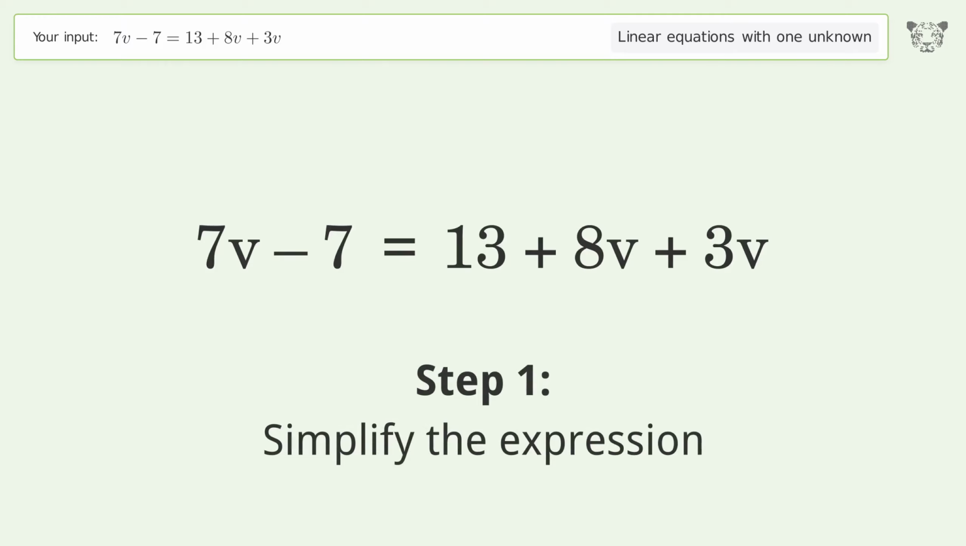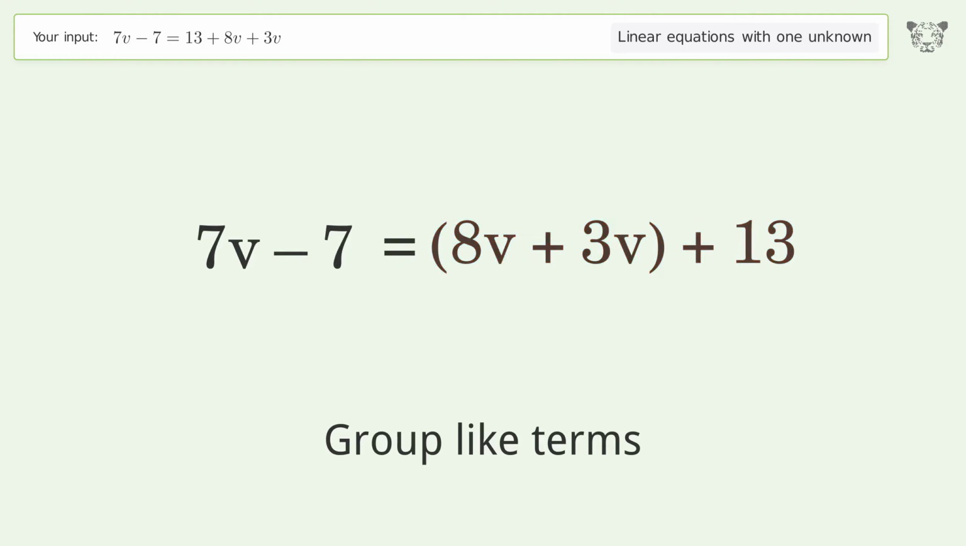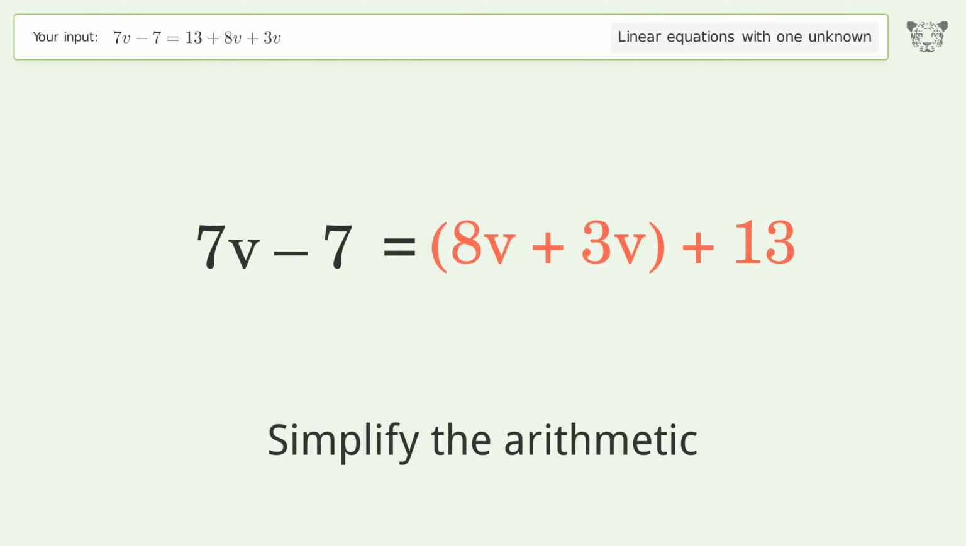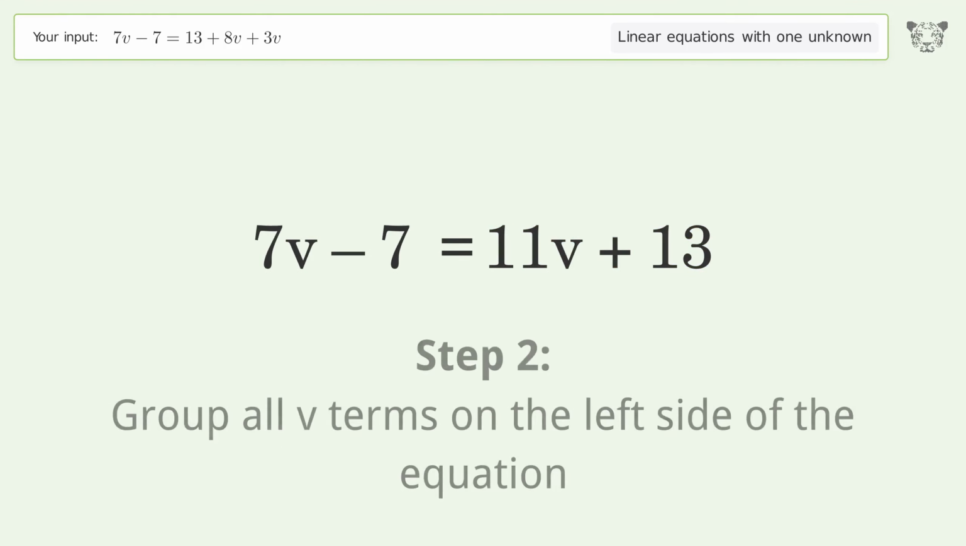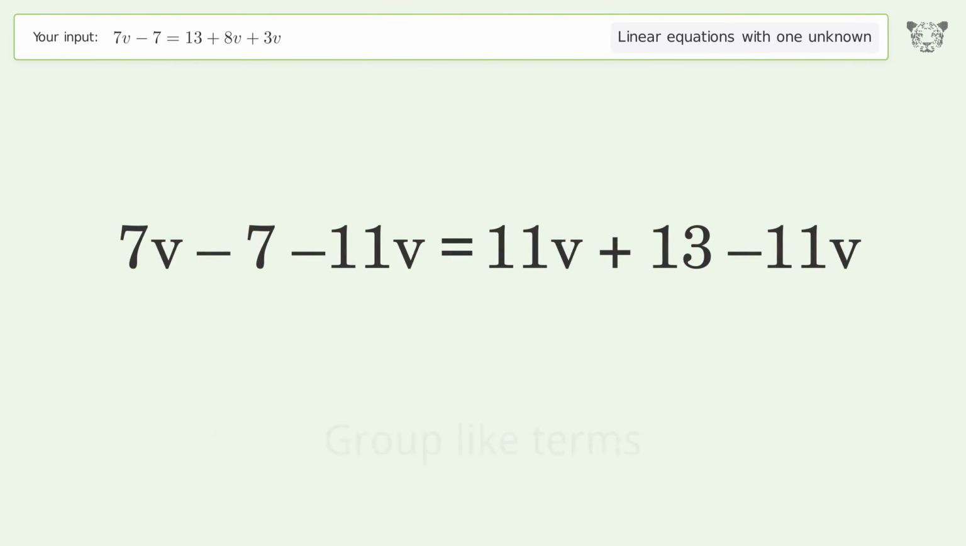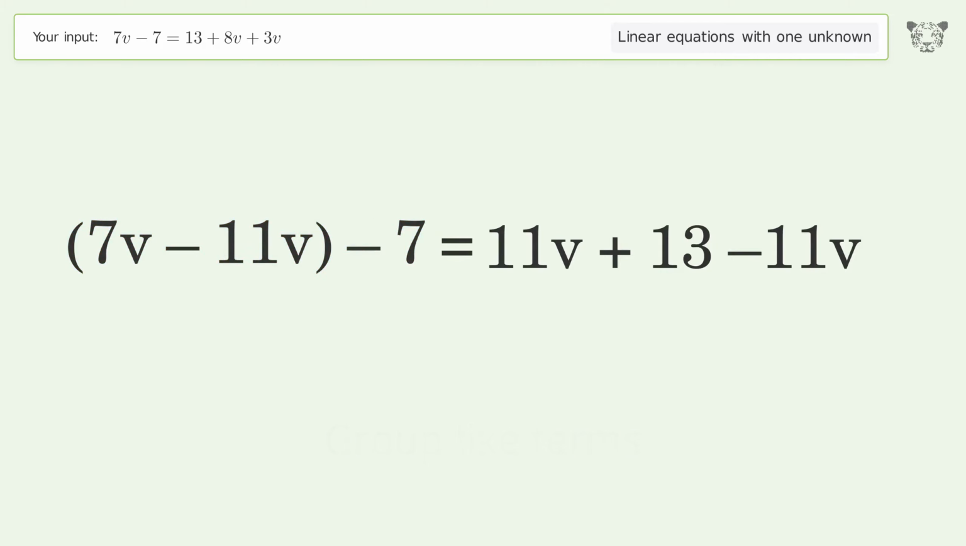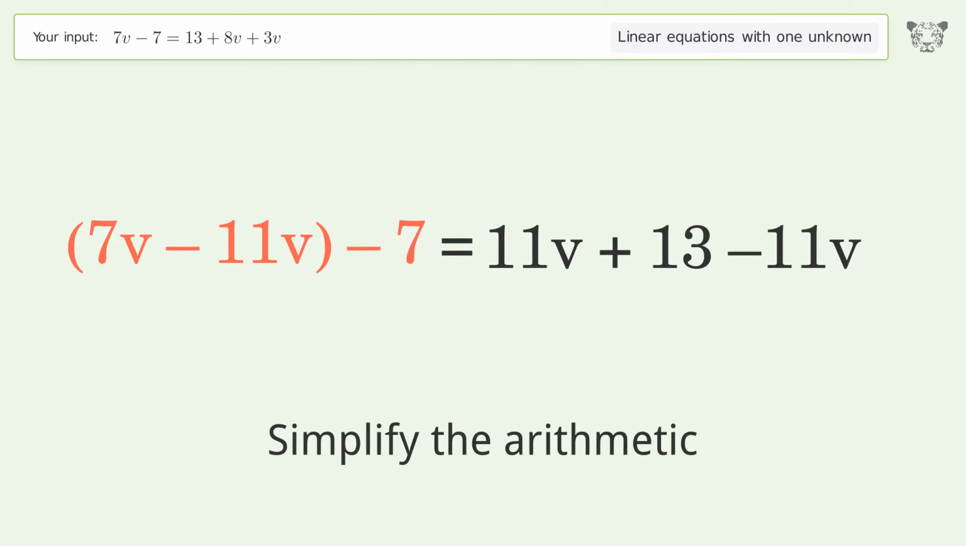Simplify the expression. Group like terms. Simplify the arithmetic. Group all v terms on the left side of the equation. Subtract 11v from both sides. Group like terms. Simplify the arithmetic.